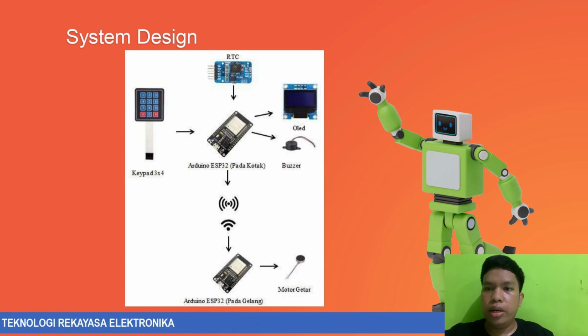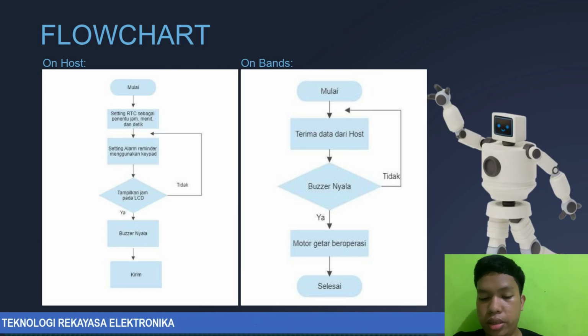Okay, thank you. Now I'm going to explain the system design of the alarm reminder. The program runs on an ESP32, and we set the time from the keypad. When the time comes, the buzzer turns on and the ESP32 sends the data to another ESP32 in the armband. The ESP32 in the armband then turns on the vibrating motor. The ESP32s have to be connected through Wi-Fi. Next slide, I'm going to explain the flowchart.